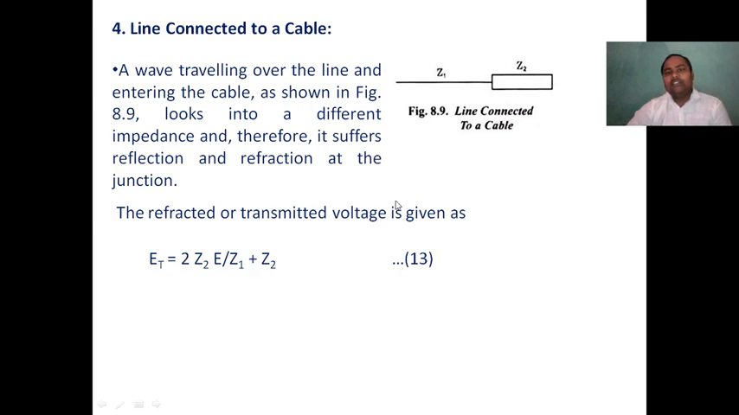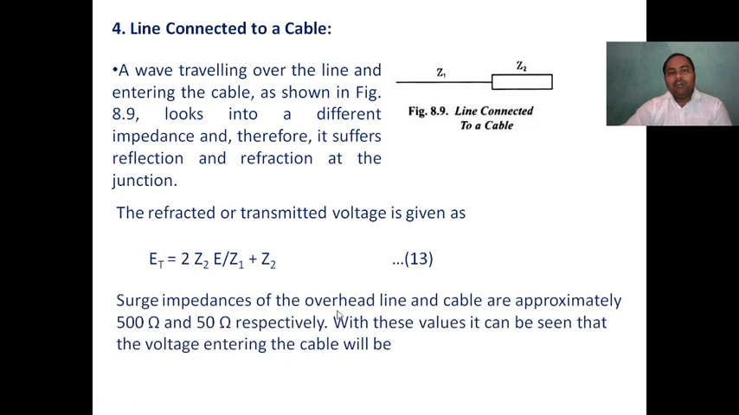Whenever the wave is transmitted, we multiply with the transmission coefficient. Whenever the wave is reflected back, we multiply with the reflection coefficient. What is the reflection coefficient? Z minus ZC by Z plus ZC. In the previous case Z and ZC, here replaced with Z1 and Z2.